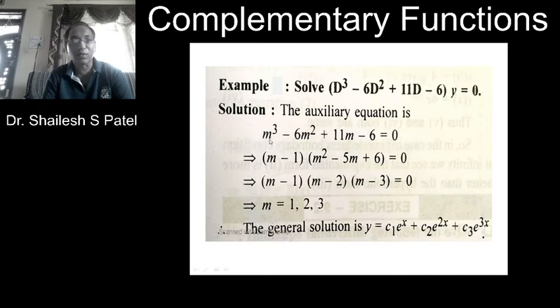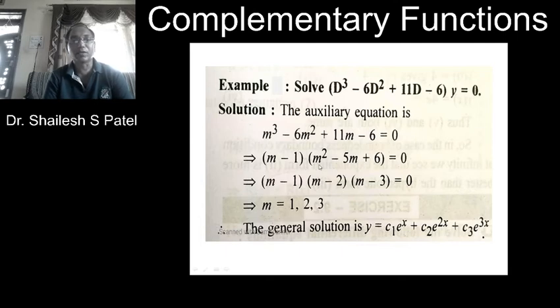Then we try to put m equal to 1. If we put m equal to 1, here you can see easily that the left hand side will become 0. That means 0 equal to 0. So m equal to 1 is one root. m equal to 1 is a root, so m minus 1 is a factor. So here we have taken m minus 1 as one factor in common.